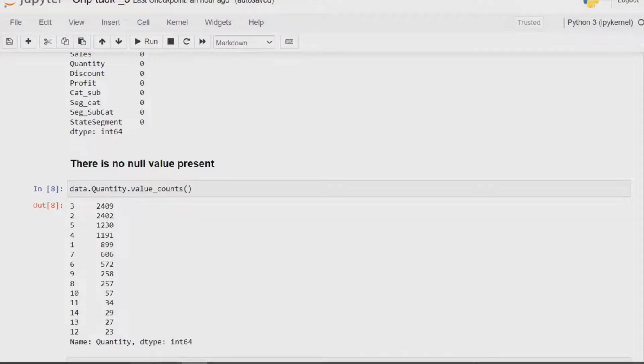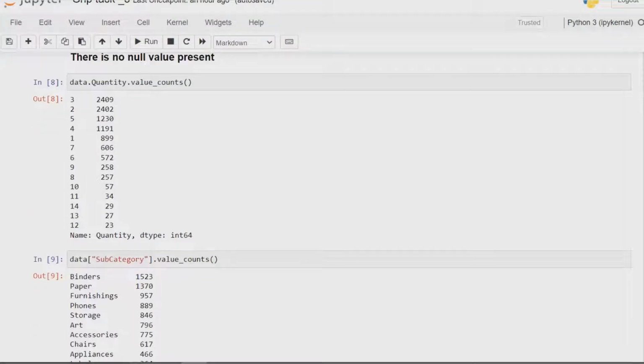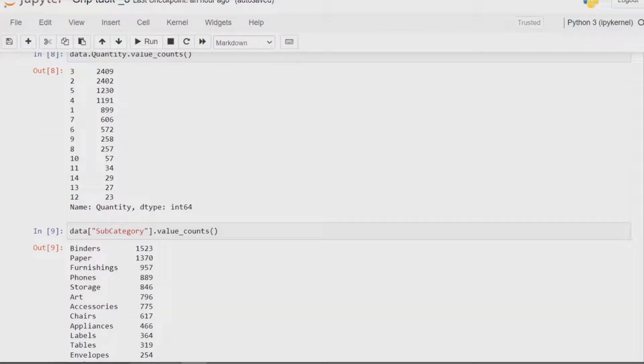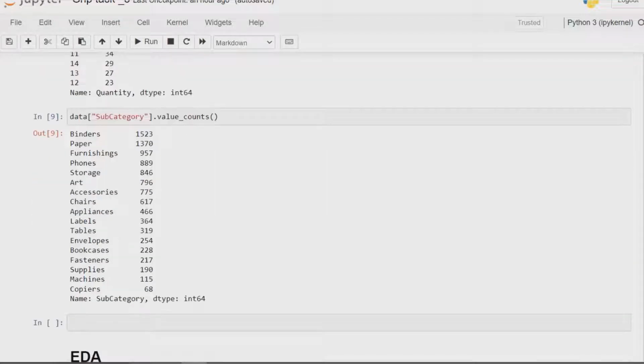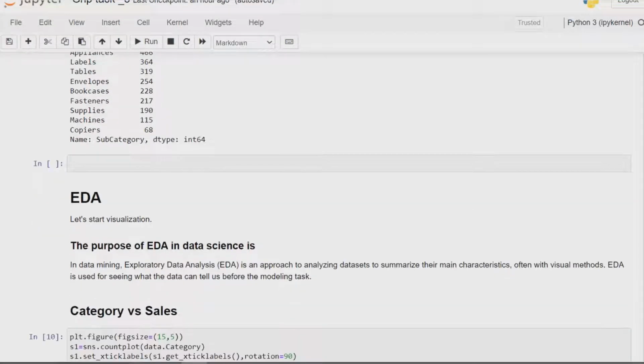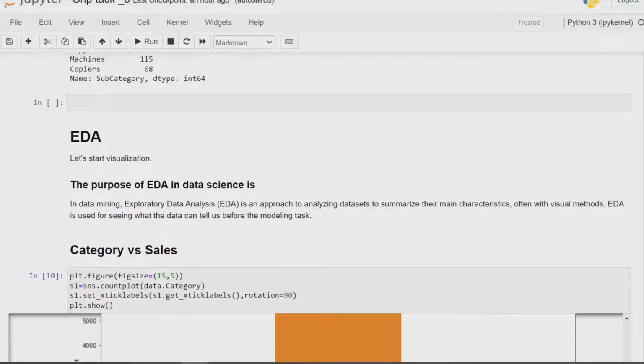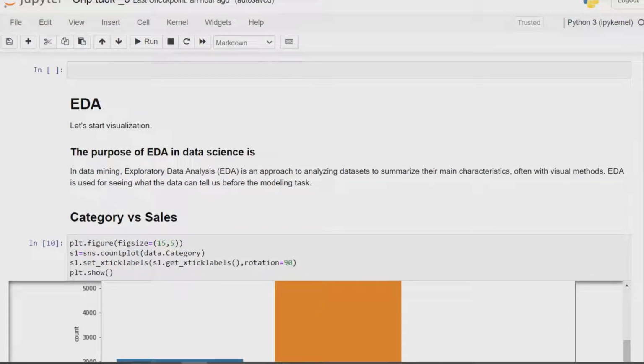Then I took the value counts of quantity and subcategory, and then let's start visualization. The purpose of EDA: in data mining, EDA is an approach to analyzing datasets to summarize their main characteristics, often with visual methods. EDA is used for seeing what the data can tell us before the modeling task.